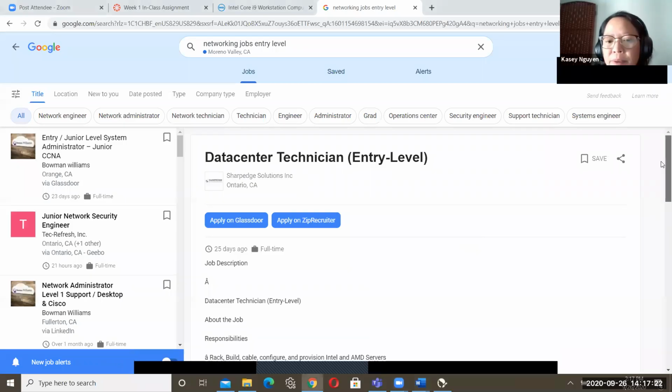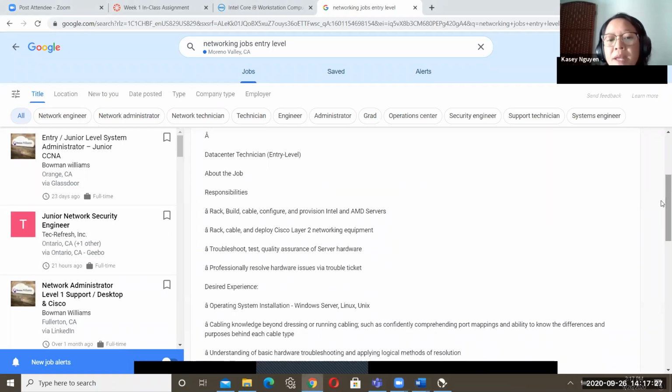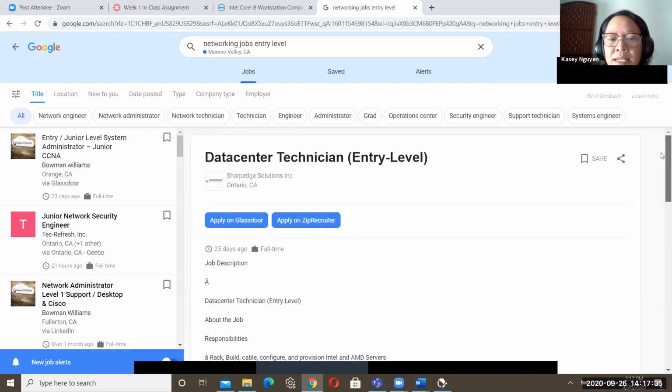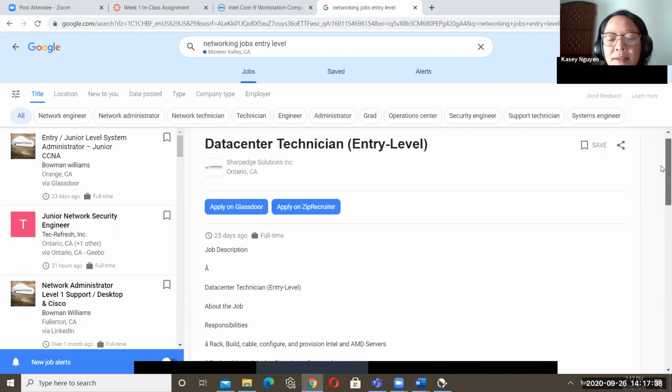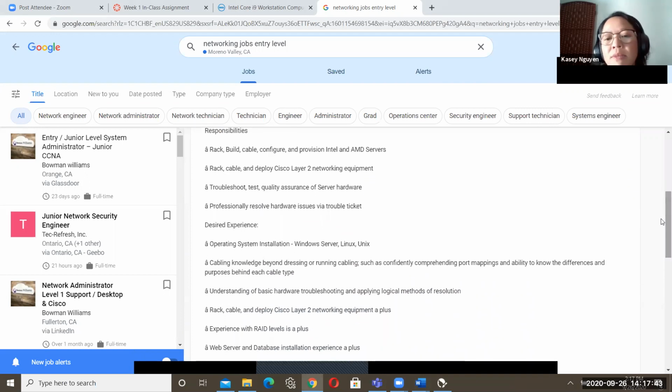During break, I looked real quick at the type of jobs that you might be interested in. Since you're new to the field, you want entry level. This one is the data center technician. It requires a little bit more than what we just talked about in this class. However, you can expand your skills by taking additional courses or buying books and looking at resources online.